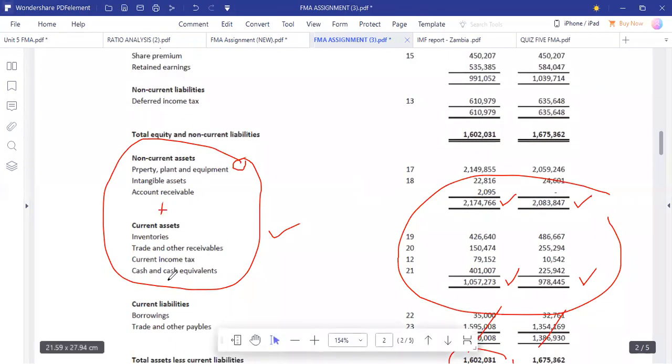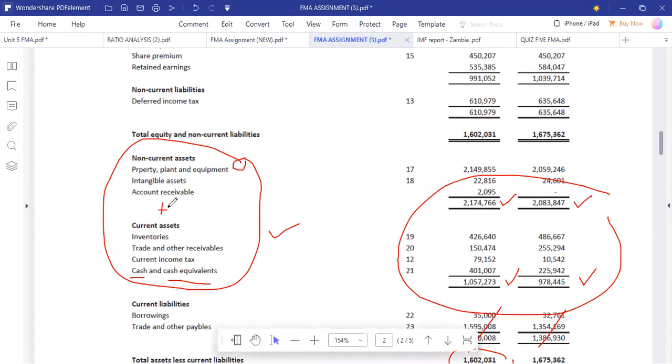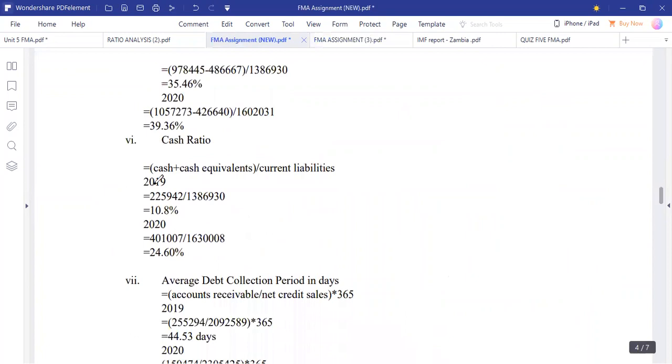We have been given the cash equivalents here, the cash. So these entail that it may not be cash itself, but it's equivalent to cash. For instance, you have a check which hasn't been deposited, it's still lying there, or a treasury bill, which is the most secure form of cash. It is still equivalent to cash. So this is the cash ratio. You remove all else, then you divide this over the current liabilities. This is the formula: cash plus cash equivalents over current liabilities.